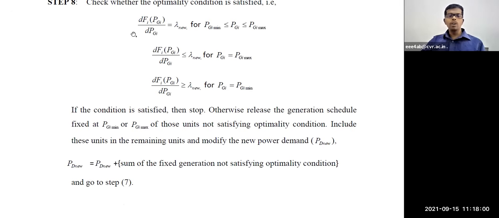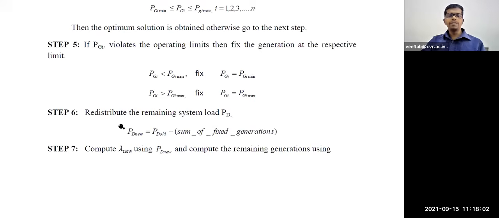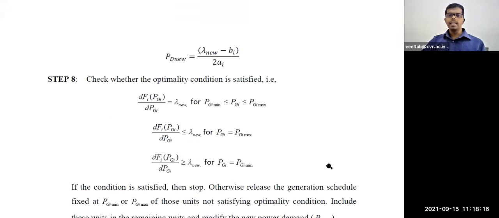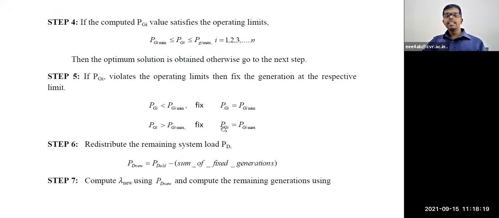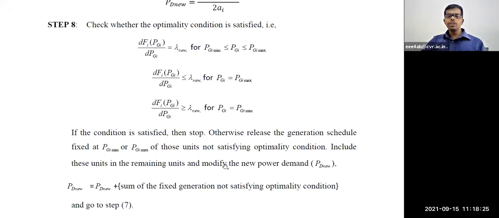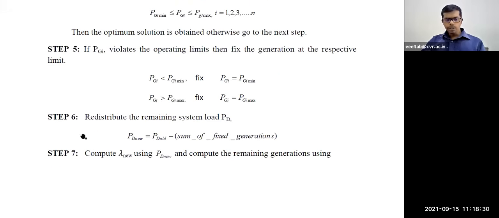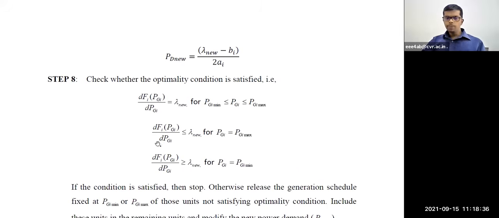Say for example, we calculated PD new, and say for example it is coming to 550 megawatt, like some example I said. So what you need to do is 550 megawatt plus the sum of fixed generation not satisfying the optimality condition. In this second time, whichever condition is not satisfied, you need to fix that generation. You need to sum that up, add it over here, and go to step 7. Again you need to proceed: find lambda new, again PGI new, and again check the optimality condition.